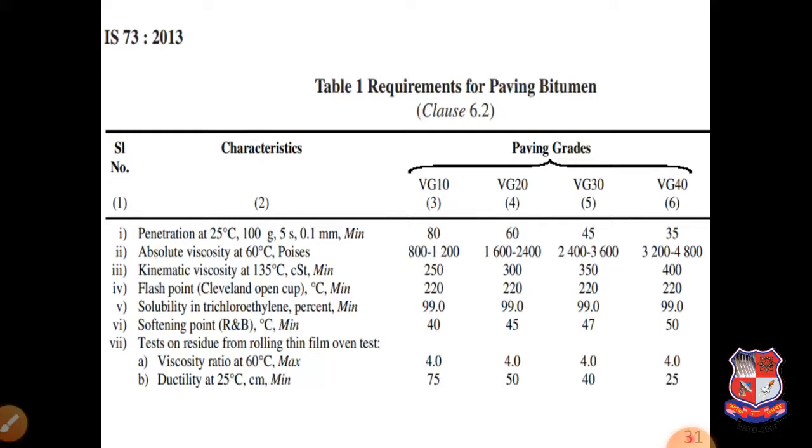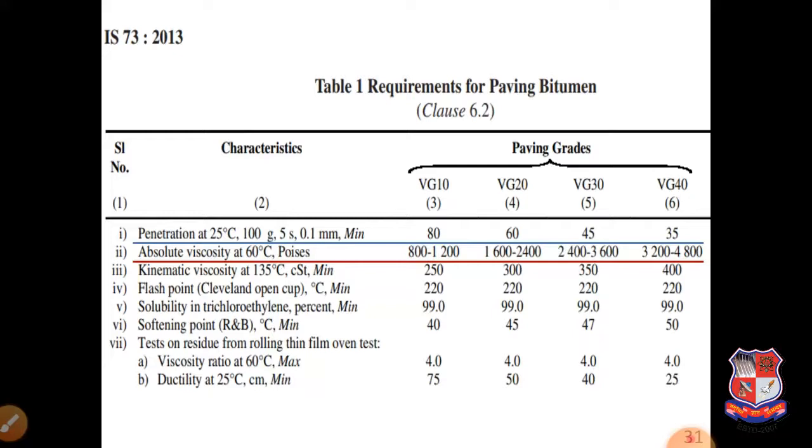In Indian Standard 73 2013, requirements for paving bitumens are as follows. Penetration at 25 degrees centigrade: minimum penetration for grade VG10 is 80 mm, for VG20 60 millimeter, for VG30 45 millimeter, and for VG40 35 millimeter. VG means viscosity grade.